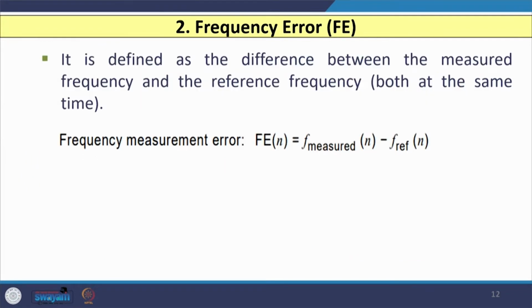Now, let us see the second type of error, that is known as frequency error, usually denoted by Fe. Frequency error is defined as the difference between the measured frequency and the reference frequency, both at the same time. If I write down mathematically, then frequency measurement error Fe n, where n is a particular sample number, is given by the measured value of frequency at particular sample number minus the reference frequency at the same sample number. This is how we can represent frequency error during the measurement.